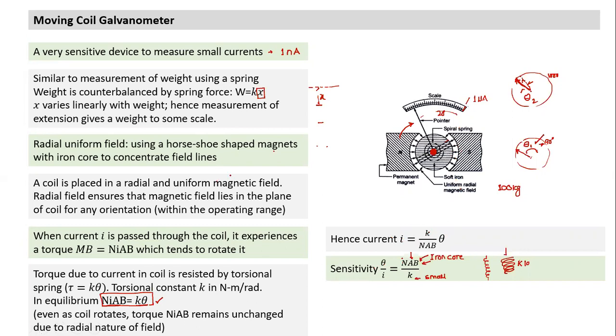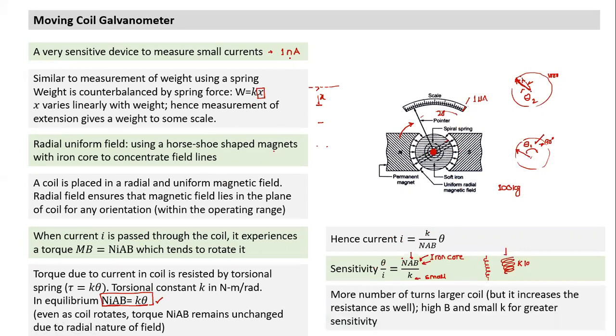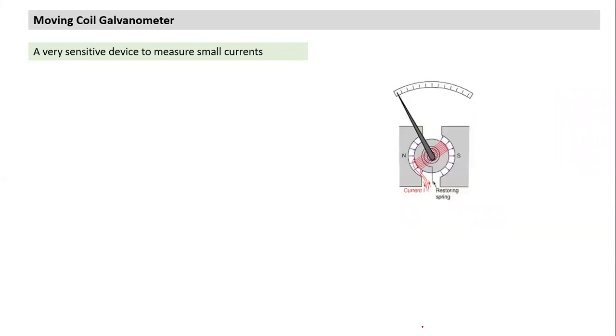And as I mentioned here, with the known devices, it's possible to measure even very small current. So we have also discussed what are the ways we can improve sensitivity and what are the implications. Both high M and small K give greater sensitivity. Another way to show this current is something like this.